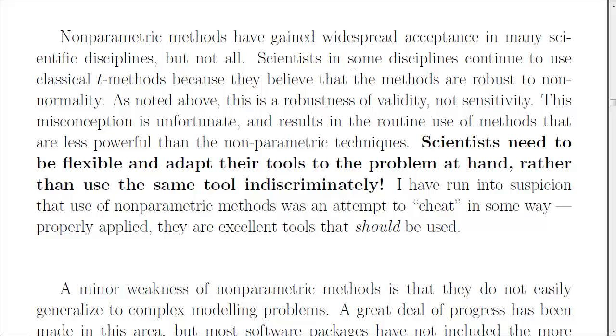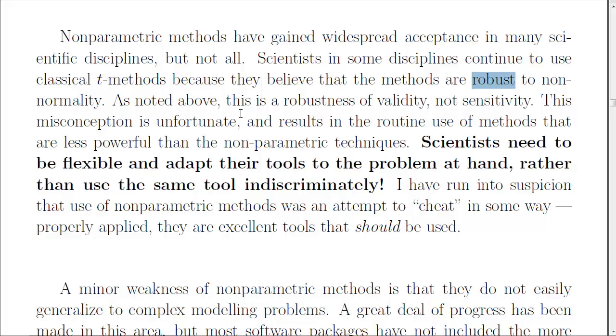All right. So scientists in some disciplines continue to use t-methods because they believe the methods are robust to non-normality. And that is not always true. That's why we use the bootstrap to verify that normality assumption. And when it is not met, then we know we should abandon it and do something else. There are cases when, because of the central limit theorem, the data themselves can be skewed, but the bootstrap sampling distribution is fairly symmetric and normal. That is the robustness, because the central limit theorem is helping us out.